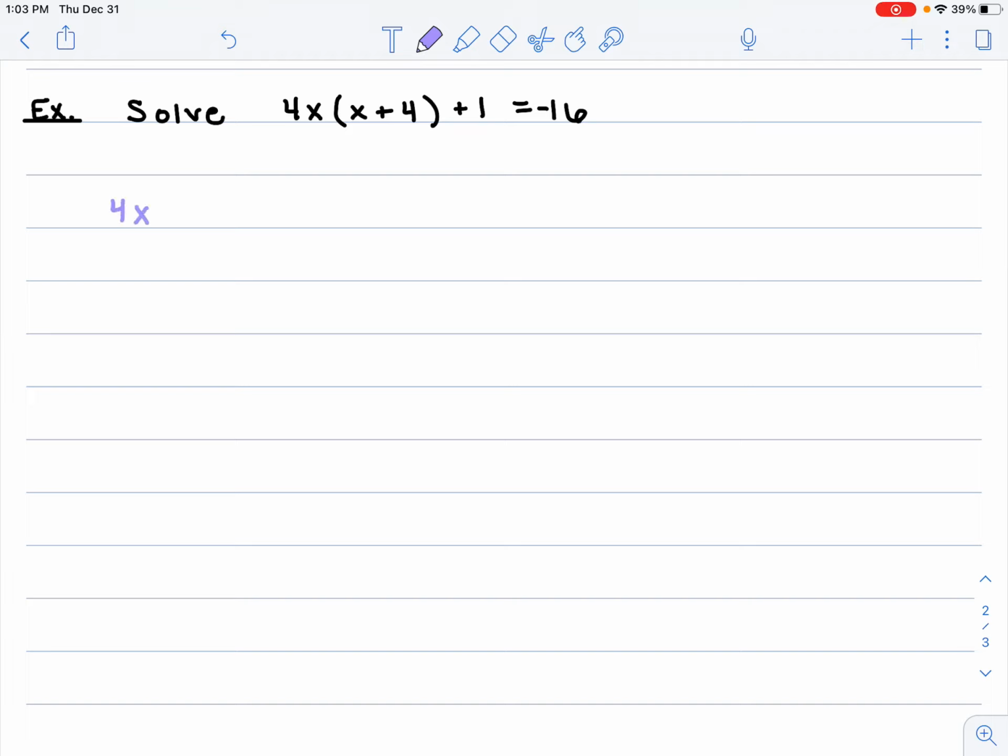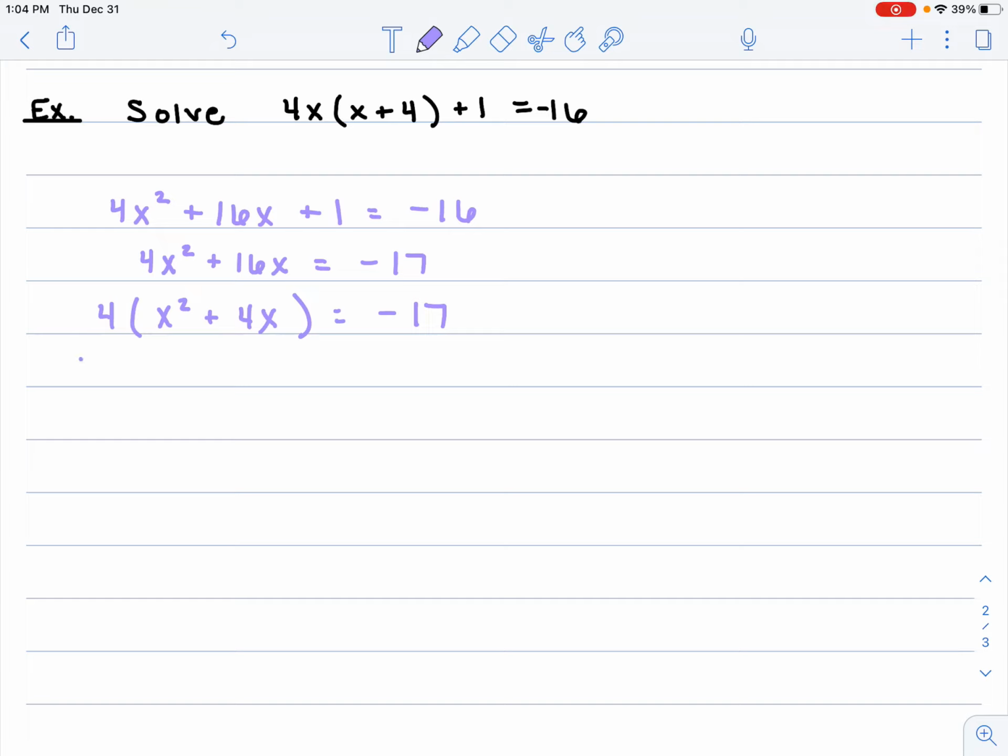So I would get 4x squared plus 16x plus 1 equals negative 16. To get the x alone, I'm going to subtract that 1 over. So I've got 4x squared plus 16x equals negative 17. All right, now my x's are alone. Step 2 is to factor out the a value. My a value is 4, so I'm going to pull out that 4. So I get x squared plus 4x equals negative 17.